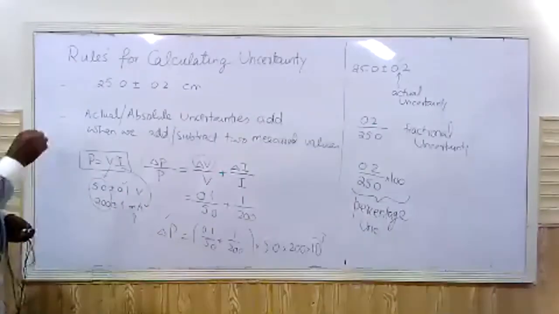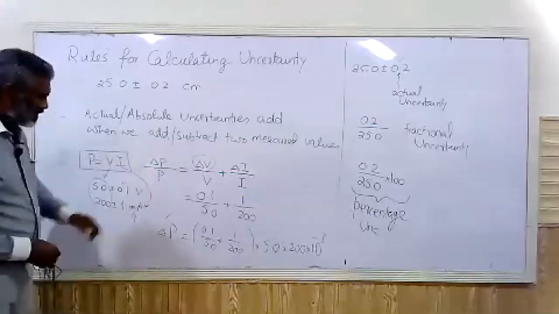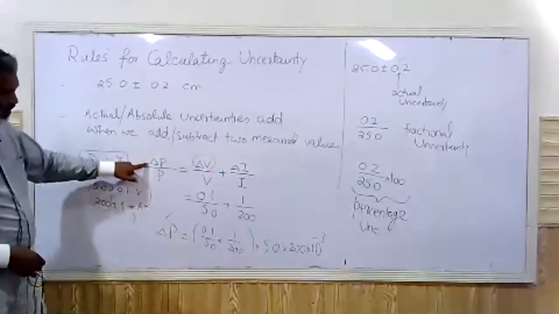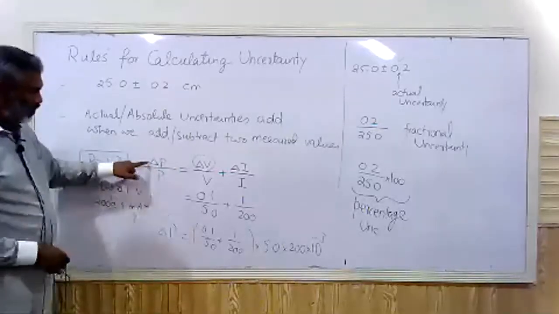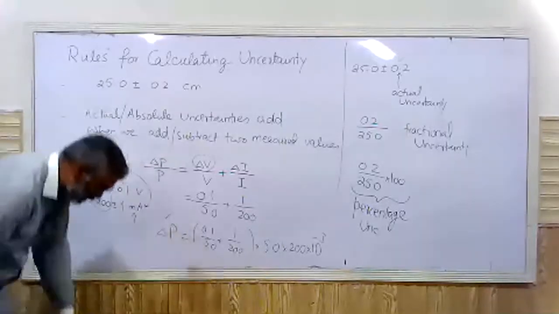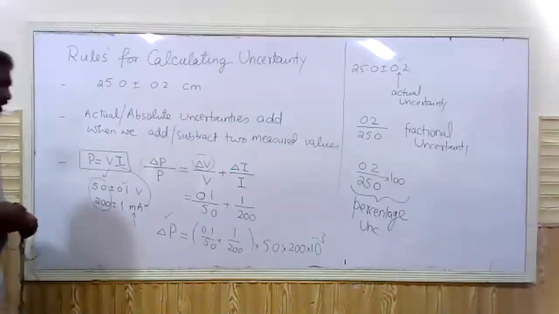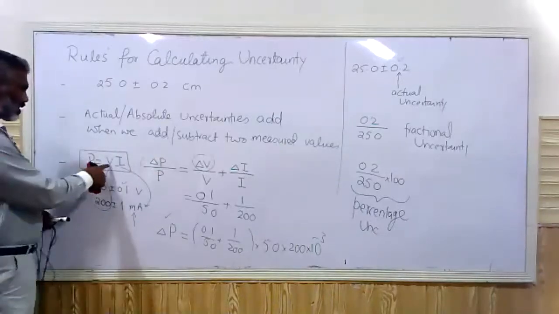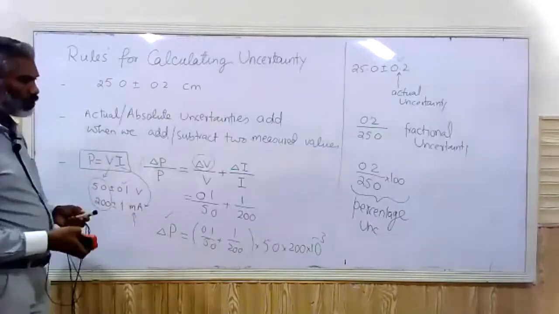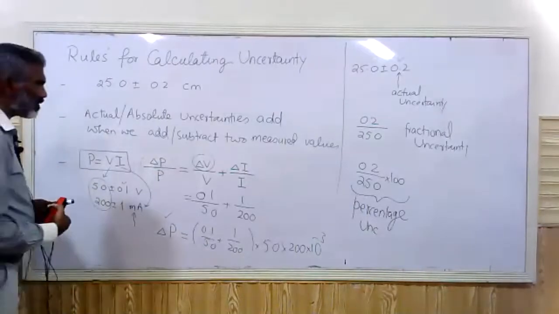Delta is the abbreviation or the symbol. Instead of writing actual or absolute uncertainties again and again, we simply write delta. So delta P simply means the uncertainty in the value of P. So this is the rule for product or quotient of two quantities, and this is just a simple example of it.